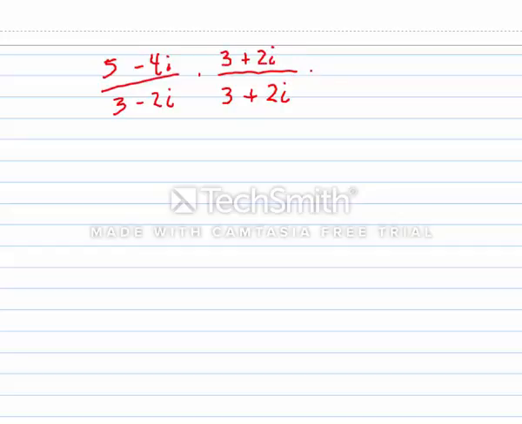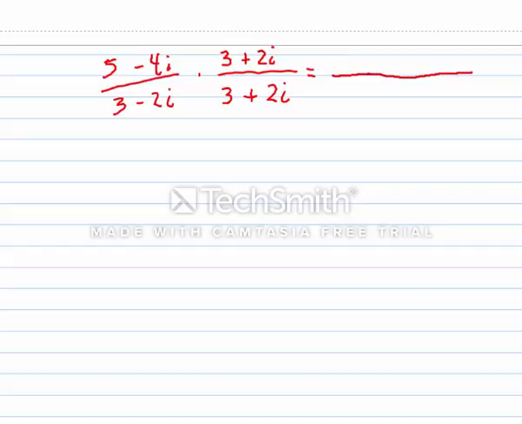Let's do one more of those. Let's see, we have 5 minus 4i over 3 minus 2i. How do we do that? Well, we multiply by the conjugate, so 3 plus 2i. And that will get rid of the i's on the bottom. And we have to multiply by the same thing up top, so that we're just multiplying by 1, and we're not changing this number.